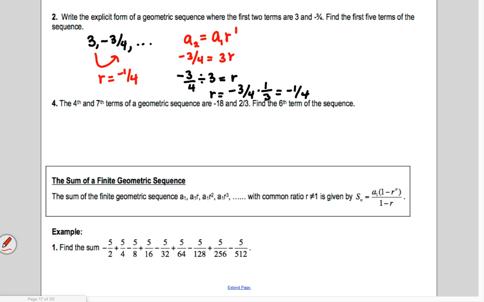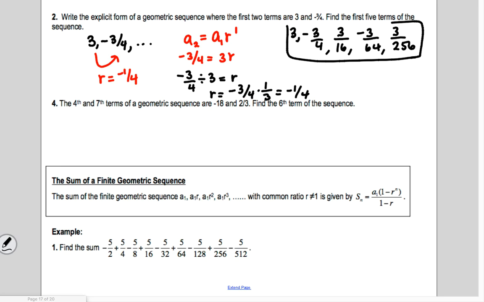So find the first 5 terms of the sequence. So we're going to have 3, negative 3/4. What do I get when I multiply by another negative 1/4? Positive 3 over, and then I get negative 3 over, and then I get positive 3 over, a little bit harder. So 64 times 4. You can double and double again. So 256. And that's the first 5 terms.